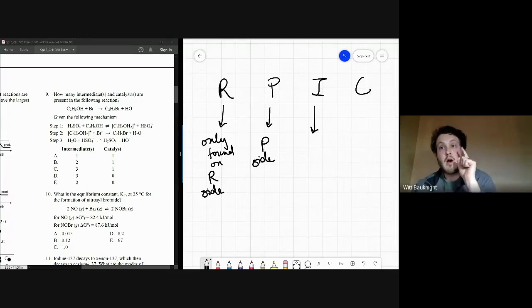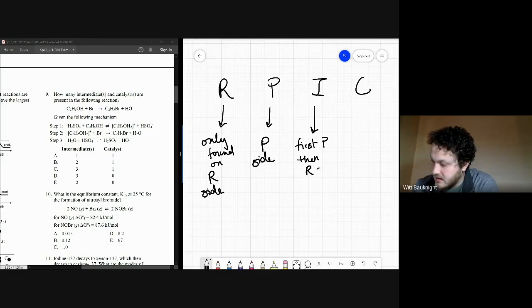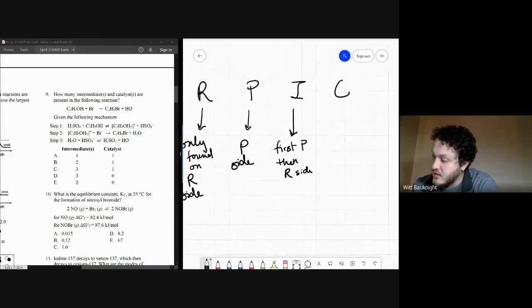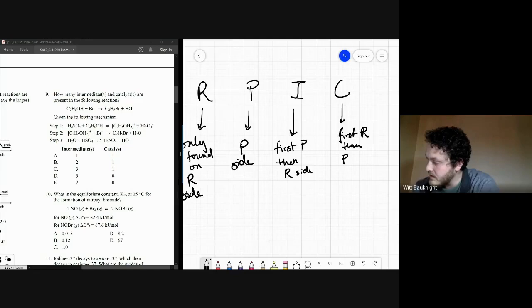Intermediates are first found on the product side, and then on a later reaction found on the reactant side. So first product, then reactant side. And catalyst is the other way. A catalyst will first show up on the reactant side, then it will show up again on the product side.